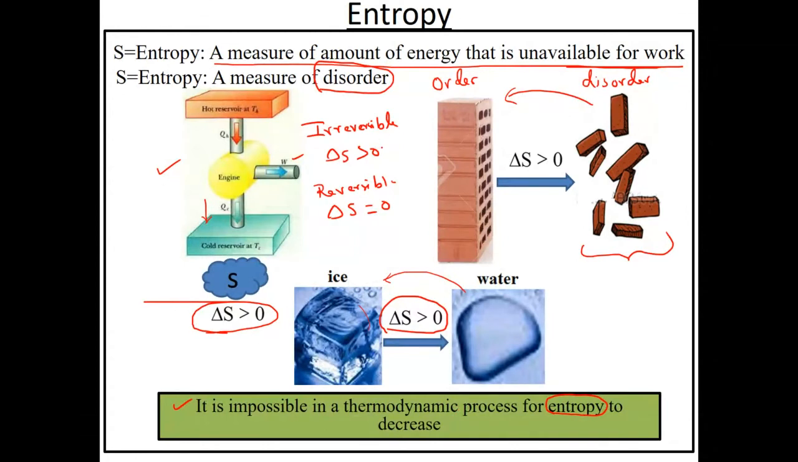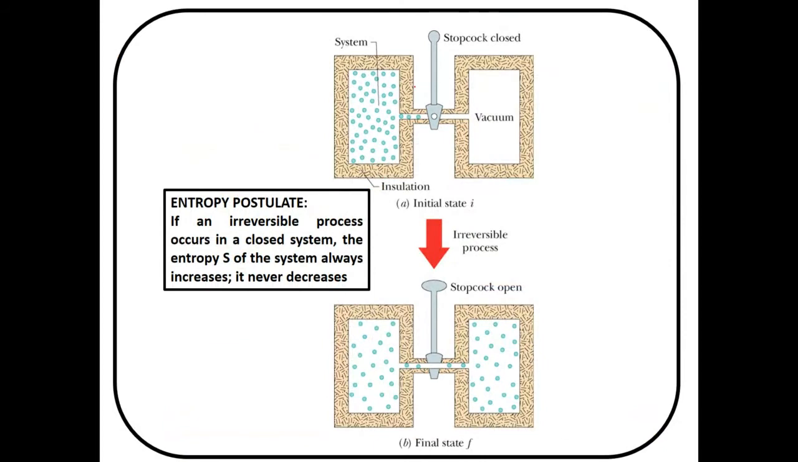Your entropy is always increasing or constant. Is there any information about a decreasing value? Your entropy of the system will never decrease. That information is given in this picture. You can see this picture.